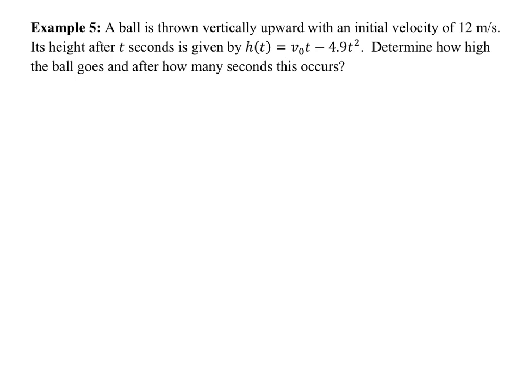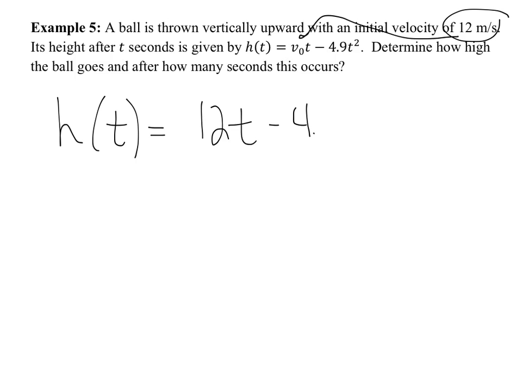Plug 12 in for what did you say? Velocity. For velocity. That works, yeah. You can take this 12 and plug it in for V0. Writing the following: H of t equals 12t minus 4.9t squared. That works. I think that's a good starting point, right?